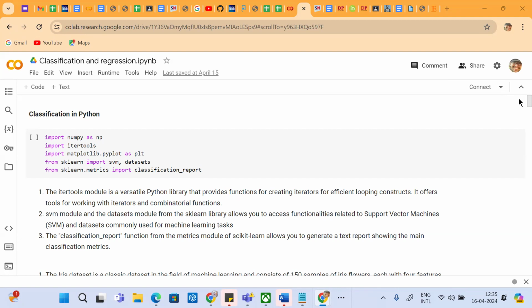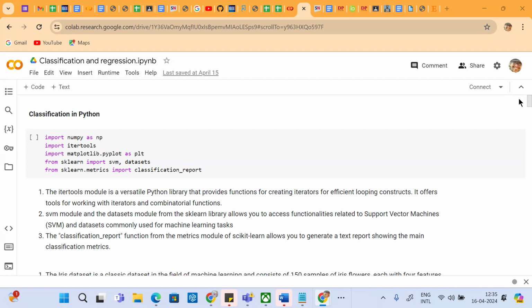It is a module. What will it do? It is a versatile Python library that provides functions for creating looping constructs. Mostly, if you want to do some sort of permutation and combination and all those things, then you have to import itertools. And also from sklearn, as I already told you, we will take that SVM module. The datasets module is also there.